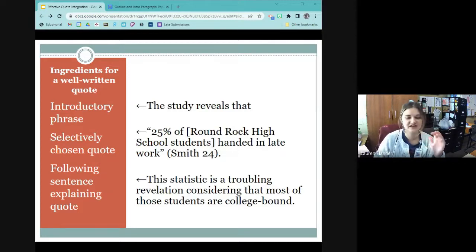Then the key is that follow-up sentence. It's explaining the significance of the quote, not just repeating what it's saying. If this is done well, I know how your quote connects to your claim perfectly.